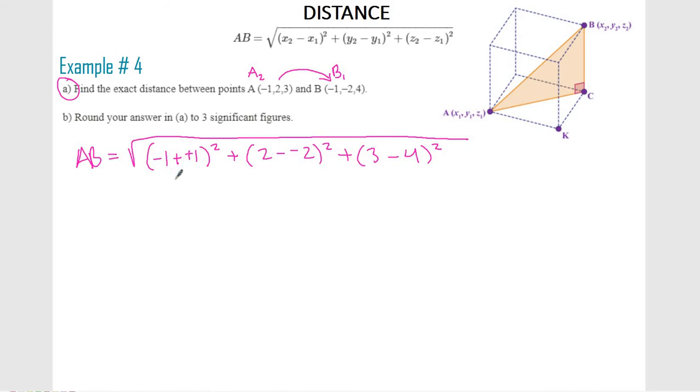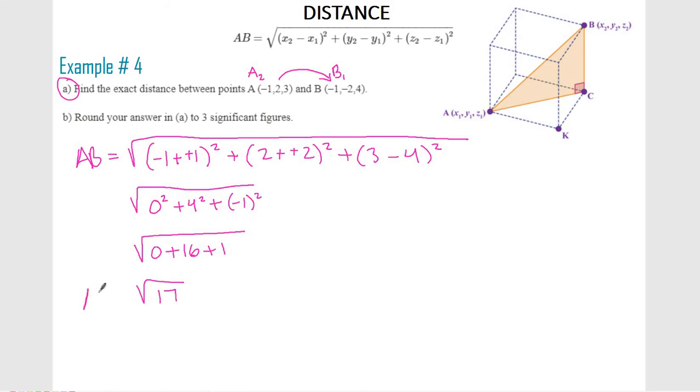So we get 0 squared. Sorry, keep this going. 0 squared. Here, this is 2 plus 2. So we get 4. 4 squared plus negative 1 squared. Keep going. 0 plus 16 plus 1. We get the square root of 17. So AB, the distance of AB, is the square root of 17.